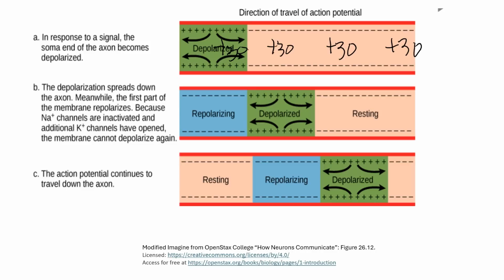So the point is, and that's why you hear it this way, when you get the hillock to threshold, an action potential will be generated. What that essentially means is a non-decremental wave of electricity is about to travel down the axon, which we call an action potential.